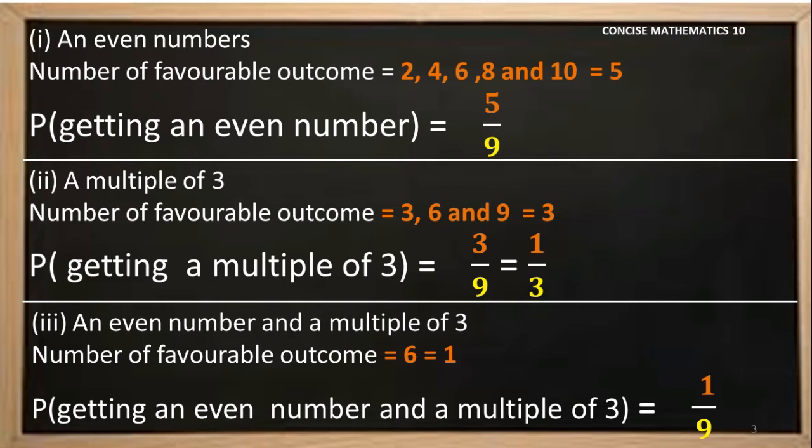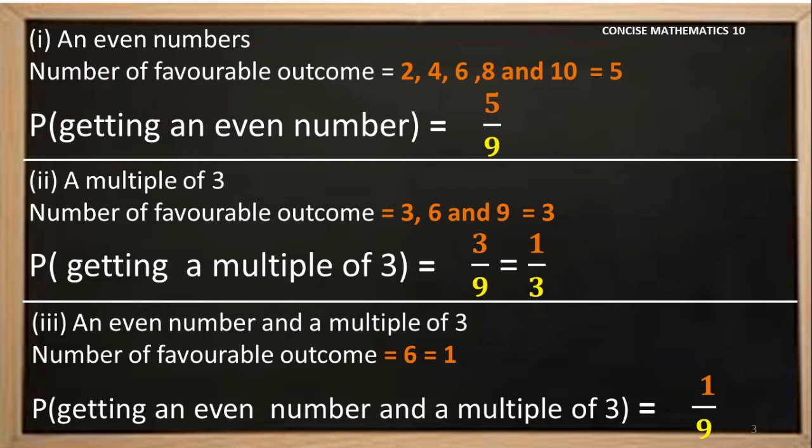7 is not an even number and not a multiple of 3. 8 is an even number but not a multiple of 3. 9 is a multiple of 3 but not an even number. 10 is an even number and not a multiple of 3. So hence we have only one number, that is 6, which satisfies both the conditions, that is an even number as well as a multiple of 3. So the outcome is the number 6 but the number of favorable outcomes is only 1.